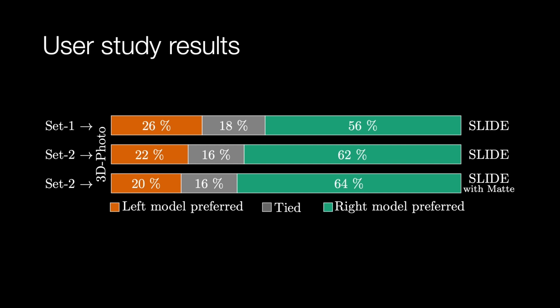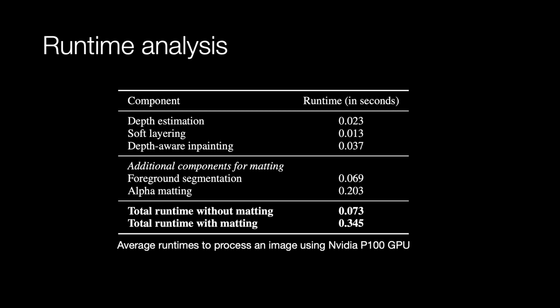In our user studies, users preferred 3D photo results in 20 to 26% of cases. Around 16 to 18% of cases are tied, and users preferred SLIDE's results in more than 55 to 60% of cases. For images with fine detail, SLIDE with matte was preferred even more. This table shows the average runtime of the different SLIDE components. We only need a single forward pass through these components for 3D photography, resulting in a very efficient system.